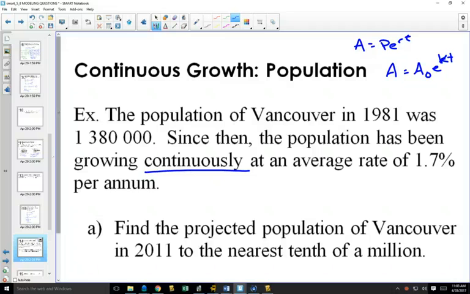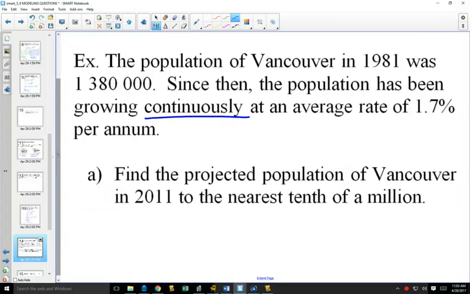So how does this work? Well, find the projected population in 2011 to the nearest tenth of a million. Well, we want to find the population. We know that the initial population was 1.38 million. Our rate of increase, change that to a decimal. And what will I put in for time in 2011? 30, because it's 30 years after 1981.